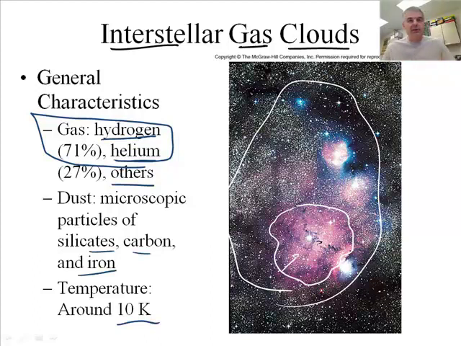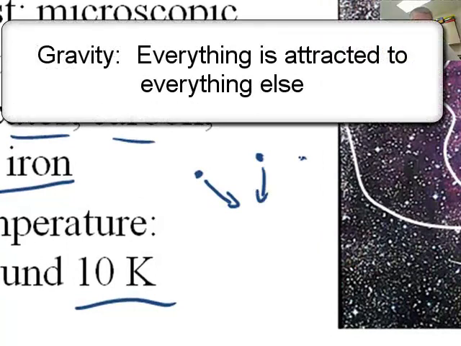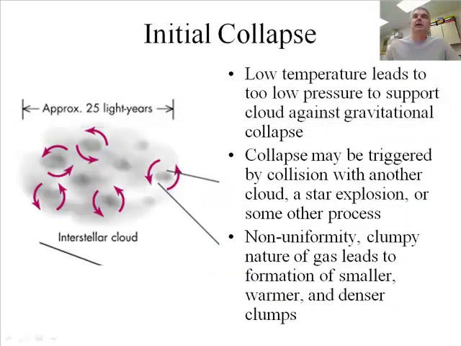Very, very cold. But then because of gravity, remember gravity is the key, if I've got particles, they're going to start moving towards each other, because everything's attracted to everything else. That's what gravity says. And then the low temperature leads to low pressure to support the cloud against gravitational collapse. But the collapse may be triggered by collision with another cloud.